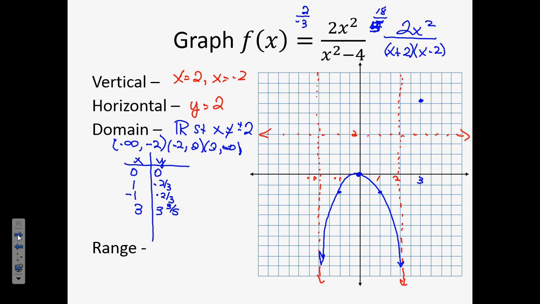Okay, and then what's going to happen as we're at 4? 4 squared, 16 times 2 is 32, and 4 squared is 16 minus 4 is 12. 32/12 is 8 over 3. So when we're over here at 4, we're at 8/3, which is 2 and 2/3. So it's going like this.